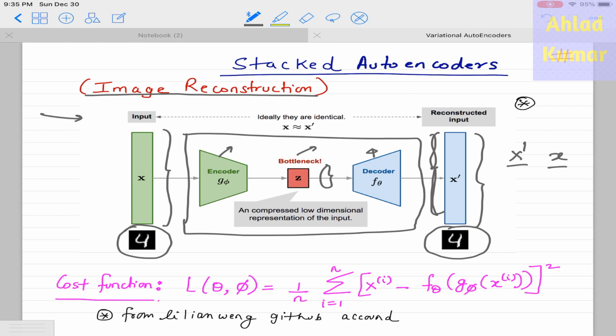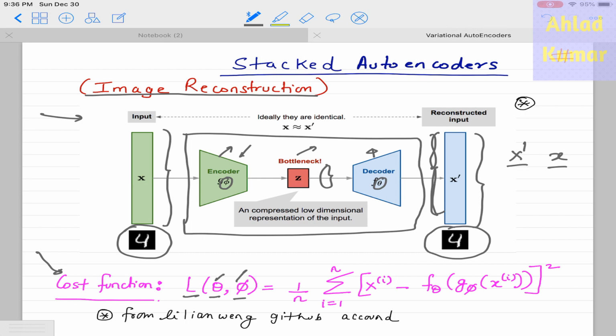That loss we have to minimize, and the cost function for this image reconstruction based autoencoder is given here. It says that the cost function depends on theta and phi, where theta and phi are the parameters that define the encoder and decoder. As you can see here, you have this theta and phi. These are basically the weights and biases of the encoder and decoder modules. Normally the encoder and decoder will be implemented as neural networks, and all neural networks consist of weights and biases. So theta and phi define that.